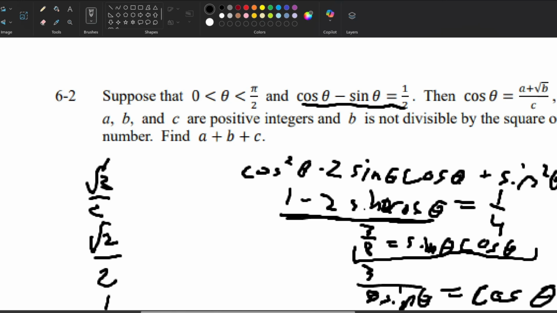Maybe this is secant double angle or cosecant double? Something like that, maybe. Because sine theta cosine theta is... Wait a second.